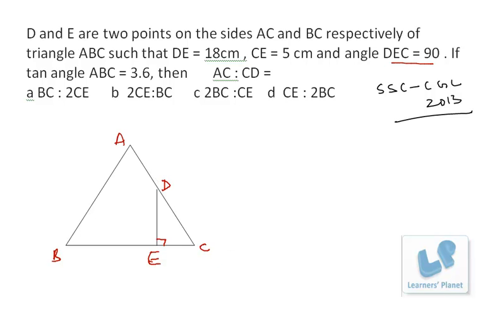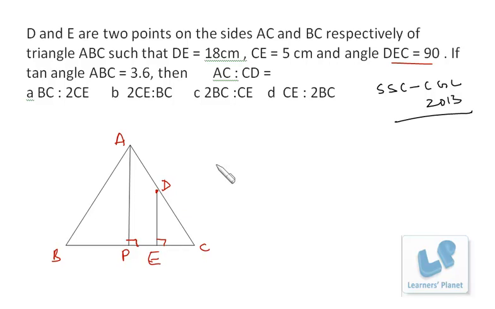Now what I do, a small construction over here. I just draw a line over here. That's a perpendicular from vertex A to side BC, and this is suppose P, right? Now triangle CDE and triangle CPA, both of them will be similar. Why similar? Because this angle is 90 degree and this angle is 90 degree, right? And this angle is common between the two triangles, right?